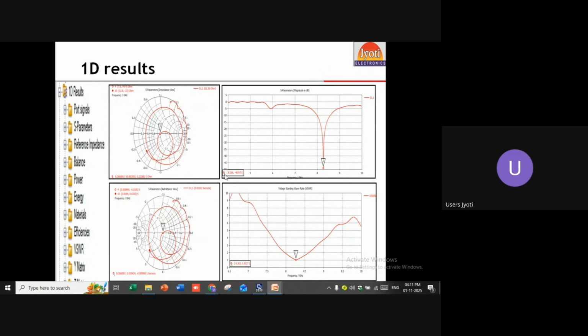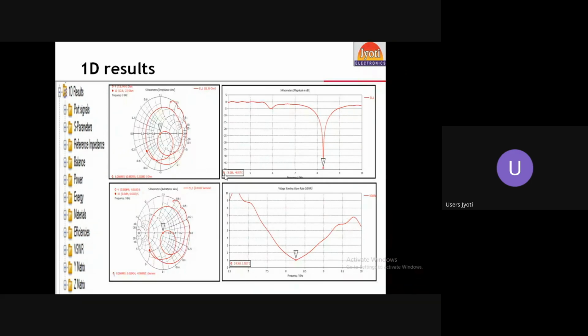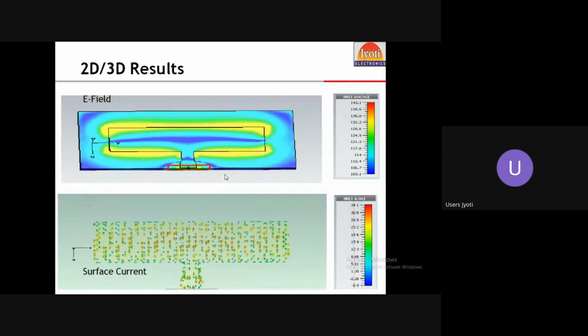Also you can analyze the output impedance, and also you can analyze the VSWR ratio, voltage standing wave ratio, and the S parameter. S parameter will generally denote in which frequency. For example, here at the 8.26 gigahertz frequency our antenna is resonating, or it is transmitting or receiving for that frequency range, 8.2 gigahertz. So S parameter, VSWR, and some other parameters are there. Also you can analyze the electric field and the surface current as well.